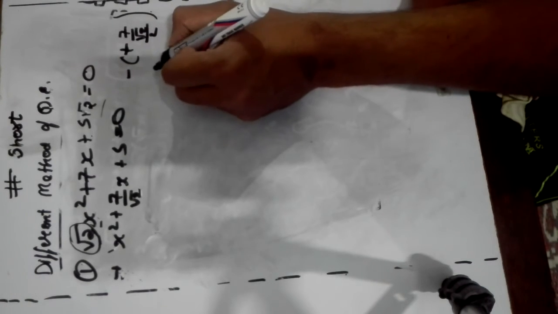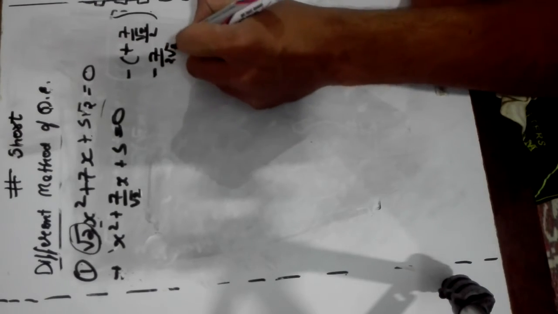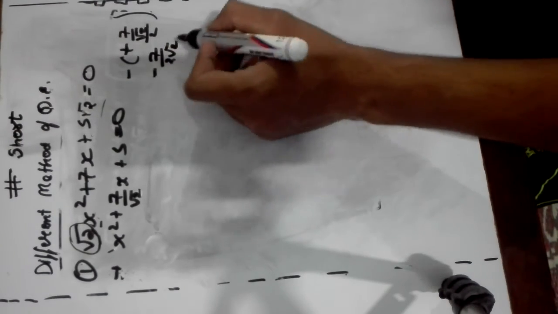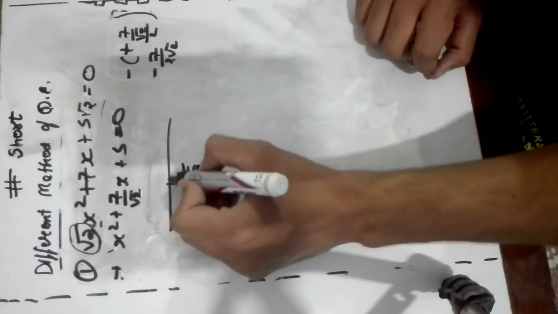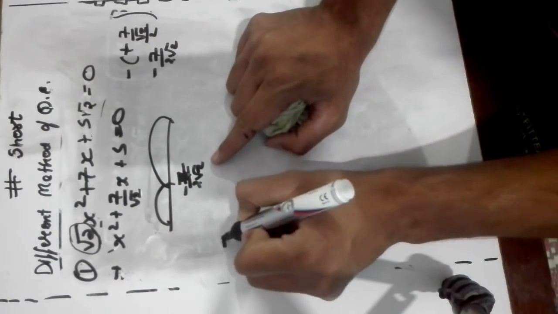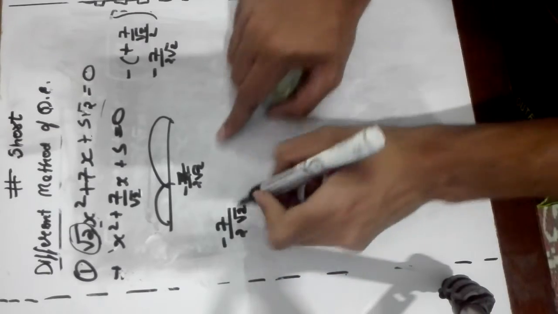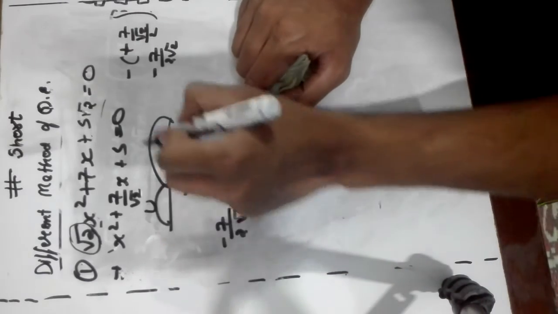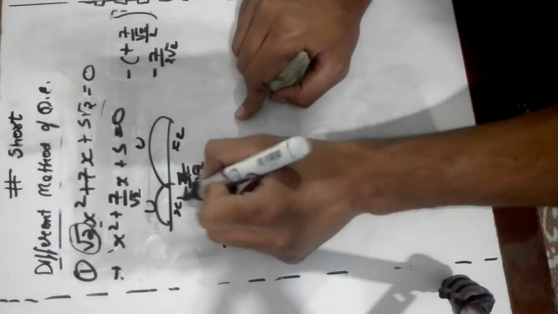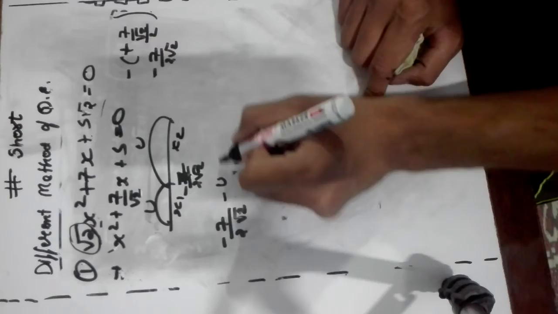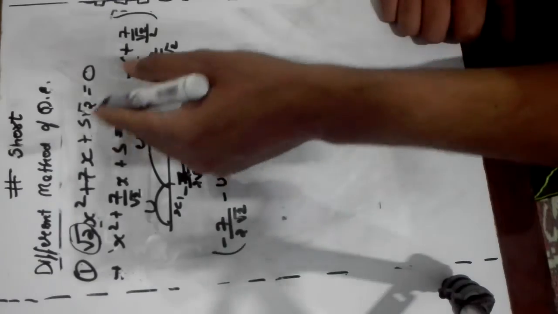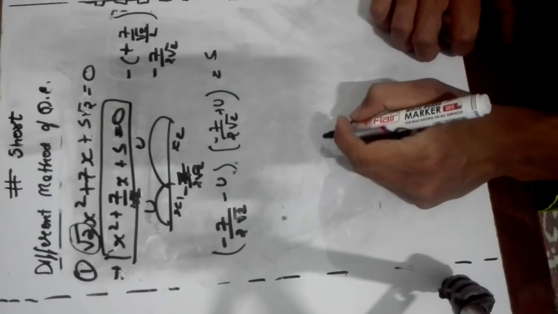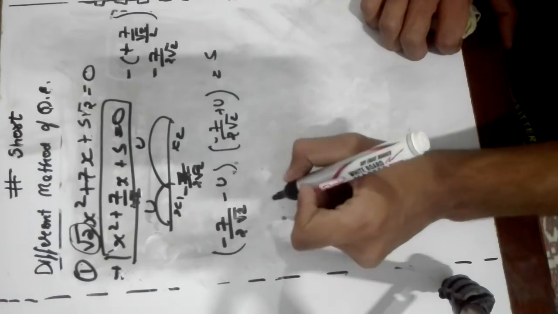We get minus 7 by 2 root 2. Now you can actually see 7 by 2 root 2 here, so you can write 7 by 2 root 2 minus u, and this is plus u, and the product is 5 here. So 5.